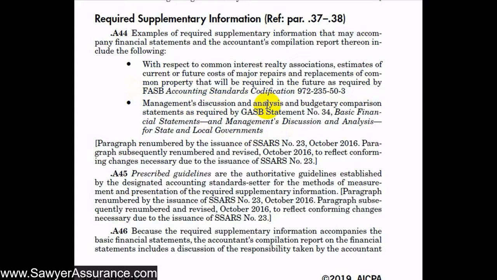Another example is the MD&A, the Management's Discussion and Analysis, and Budgetary Comparison Statements required by the GASB Statement number 34. And so that would be an example of required supplementary information, a schedule that might be included with the financial statements that we need to reference in our accountant's compilation report. And they define the prescribed guidelines here that we saw throughout the requirements above. And those are the authoritative guidelines established by the designated accounting standard setter for the methods of measurement and presentation of the required supplementary information. So if we went to ASC 972 and this subsection, or if we went to GASB Statement number 34, there would be some prescribed guidelines, possibly, to inform us of how we need to present this supplementary information.